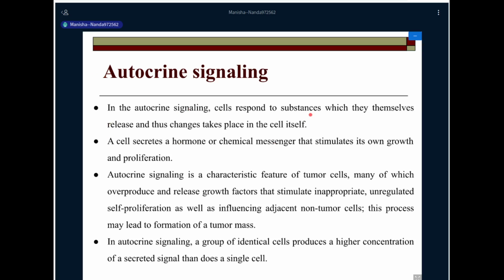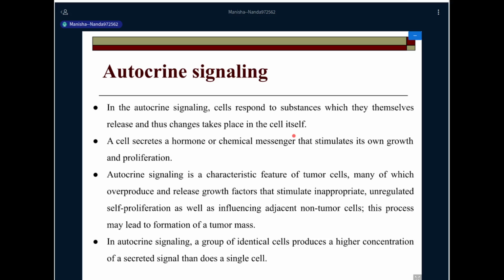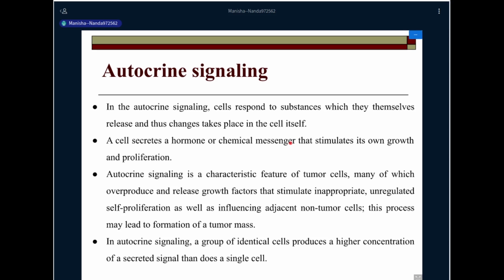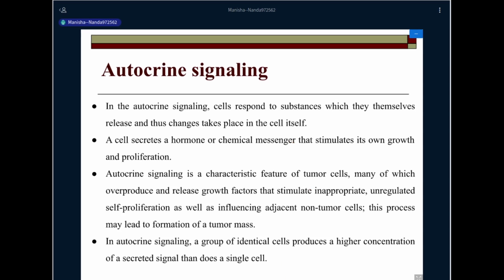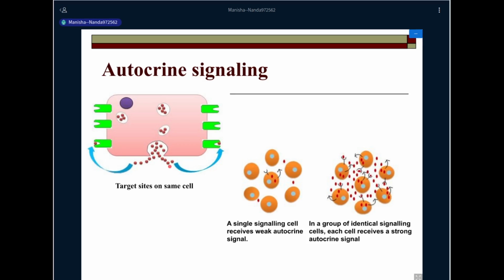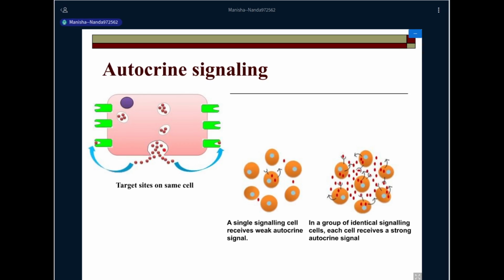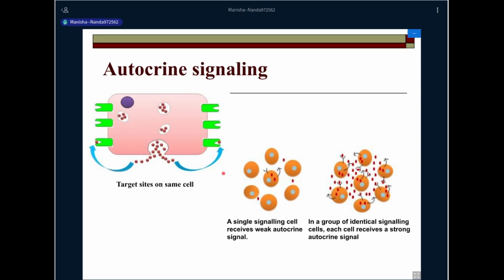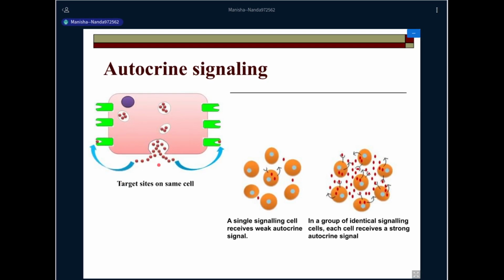In autocrine signaling, cells respond to substances or chemical messengers which they themselves release, and thus changes take place in the cell itself. That is the cell that is actually producing the signaling molecule or the ligand. I'll just show you in this figure. Here you can see this is the cell which is releasing the signaling molecule. I should not say a hormone because hormones normally travel long distances.